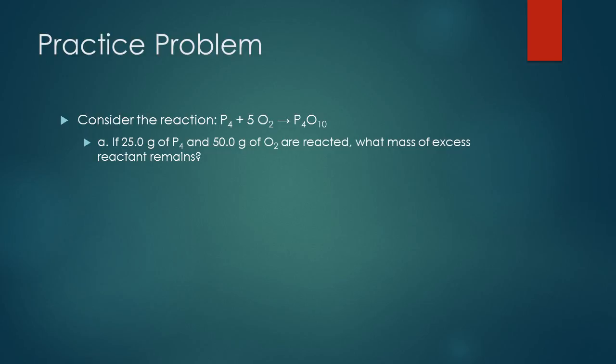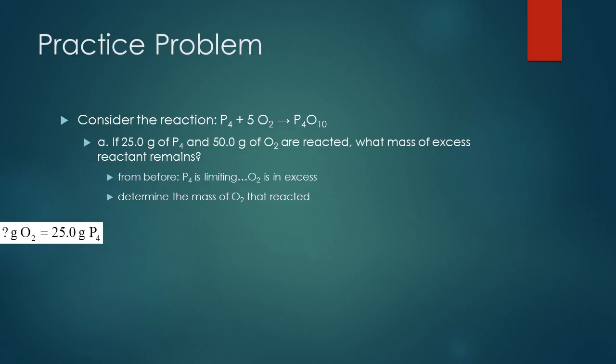Same situation, but now we're asked a different question. What mass of excess reactant remains? The fact that we know P4 is limiting from the previous slide tells us that O2 is in excess. So what we want to do is find the mass of O2 that reacted, then we can figure out how much is left over.